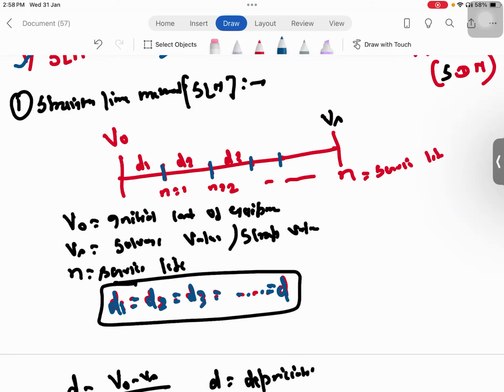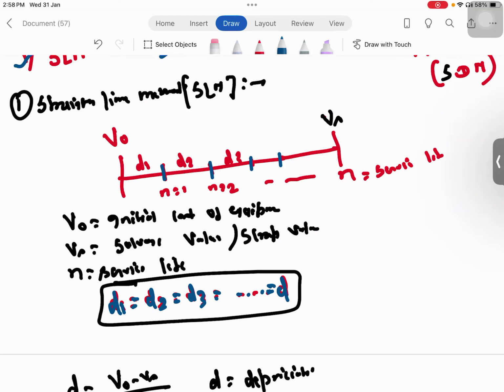So the intercept is V naught, and the slope is a negative slope, and this slope will give you the value of D. So let's say if this plot has been plotted between V naught and A, you will see that the slope of this V versus A curve will give you the depreciation amount by the straight line method, and the intercept will give you the initial cost of the assets. So this is how the straight line method works, and you can calculate the depreciation.